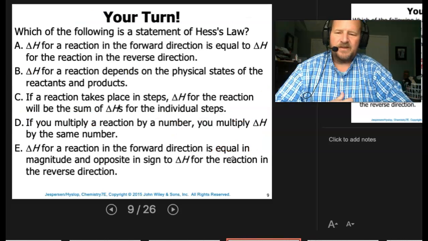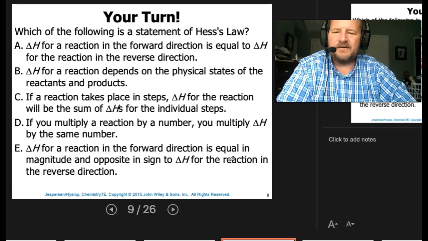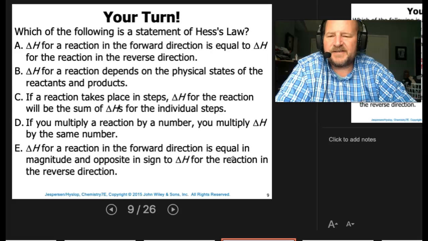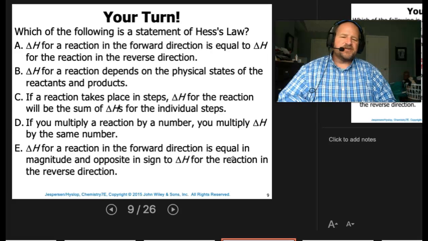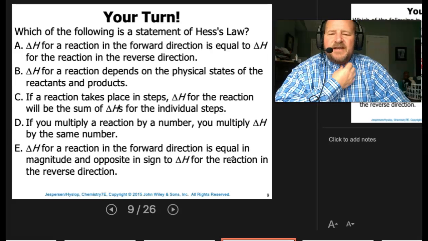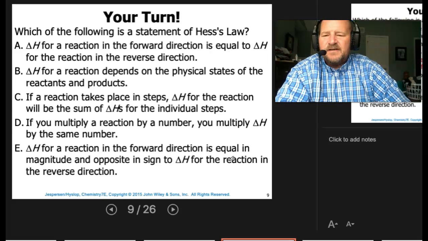All right, which one of the following is a statement of Hess's law? Which of the following is a statement of Hess's law? So again, you can pause here if you want, read through each one. Let's see, for A, it says delta H for a reaction in the forward direction is equal to delta H for the reaction in the reverse direction. Well, that can't be true, right? We got to flip the signs.